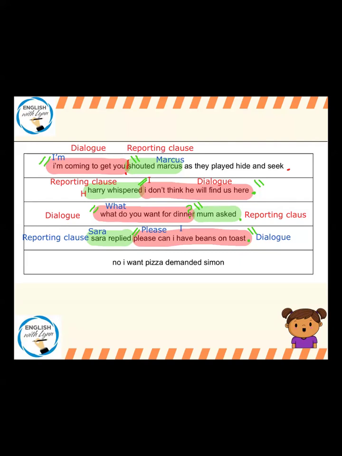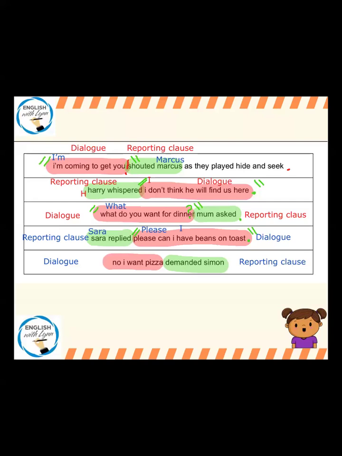And oh, Simon's not feeling so happy. So, "No, I want pizza," demanded Simon. Let's have a look at which bit is the reporting clause, which bit is the dialogue. So, "No, I want pizza." That is what Simon is saying, but he's not just saying it, he is demanding it. So, "demanded Simon" is my reporting clause at the end. So, this bit here is the dialogue at the beginning. The reporting clause goes at the end. Okay.